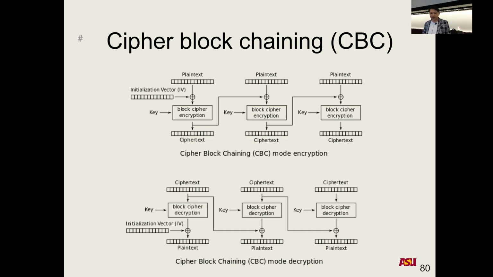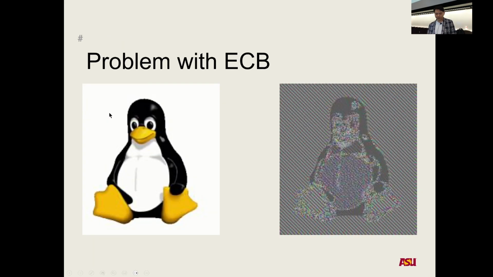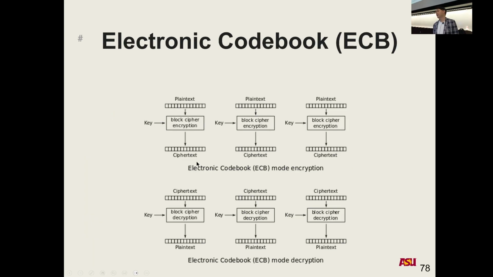And a second mode is CBC. This mechanism doesn't have any randomness, right? So a deterministic key makes a deterministic output. Very straightforward mechanism.